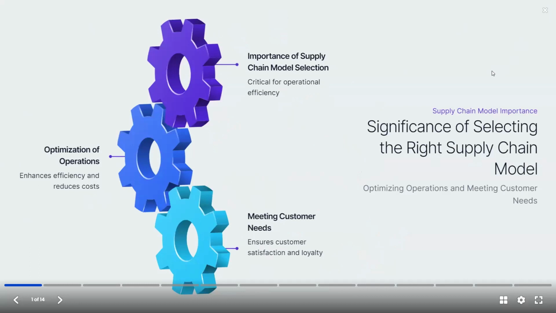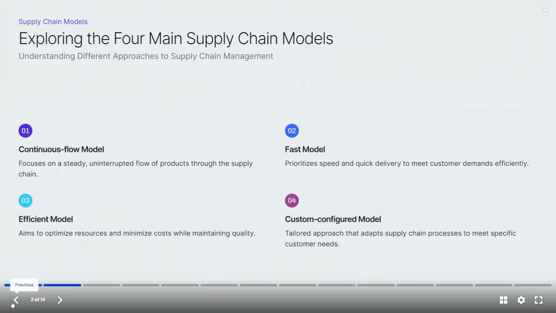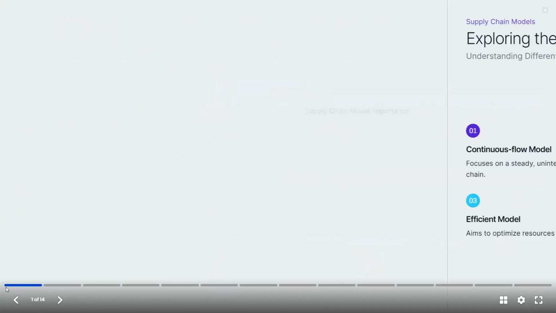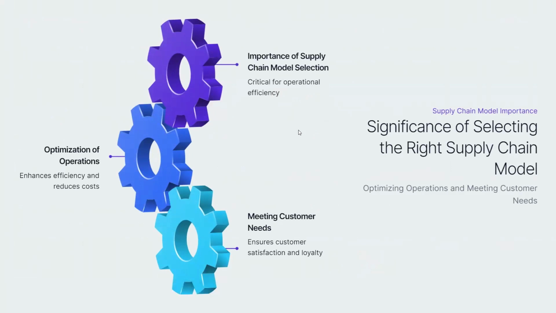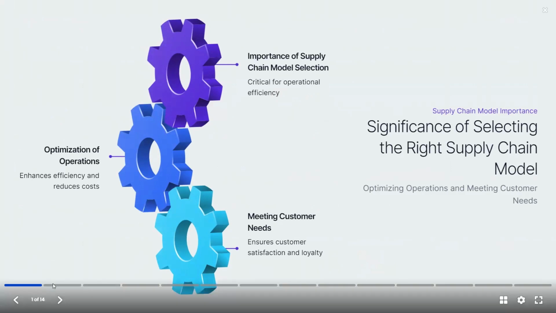So, the significance of selecting the right supply chain model: optimizing operations and meeting customer needs. The importance of supply chain model selection is critical for operational efficiency. Optimization of operations enhances efficiency and reduces costs. Meeting customer needs ensures customer satisfaction and loyalty.